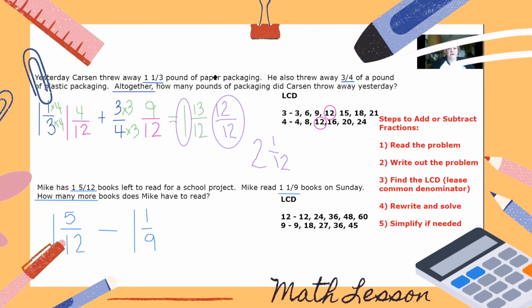Since 12 is our bigger number, we're going to start with the 12. Do we have a 12 in this row? No. Do we have a 24? No. Do we have a 36? Yes, we do have a 36. So 36 is going to be our LCD, or least common denominator. So we need to rewrite our fractions using 36 as our denominator.